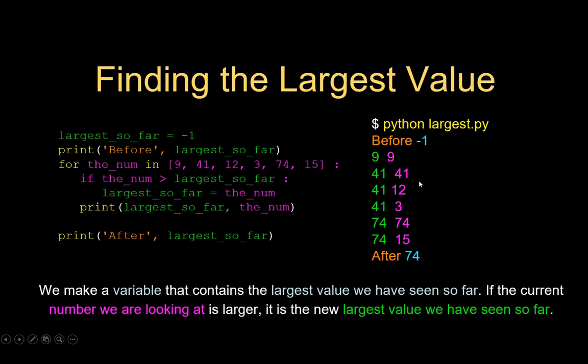We have 41 and 41. When we get to 12, 41 is still higher, so the output would be 41 and 12. The same applies to 41 compared to 3, but at 74, 74 becomes the largest number, and it stays the largest number in comparison to 15. After this set is done, we get out of the loop, and we print after and the largest so far, which is 74.